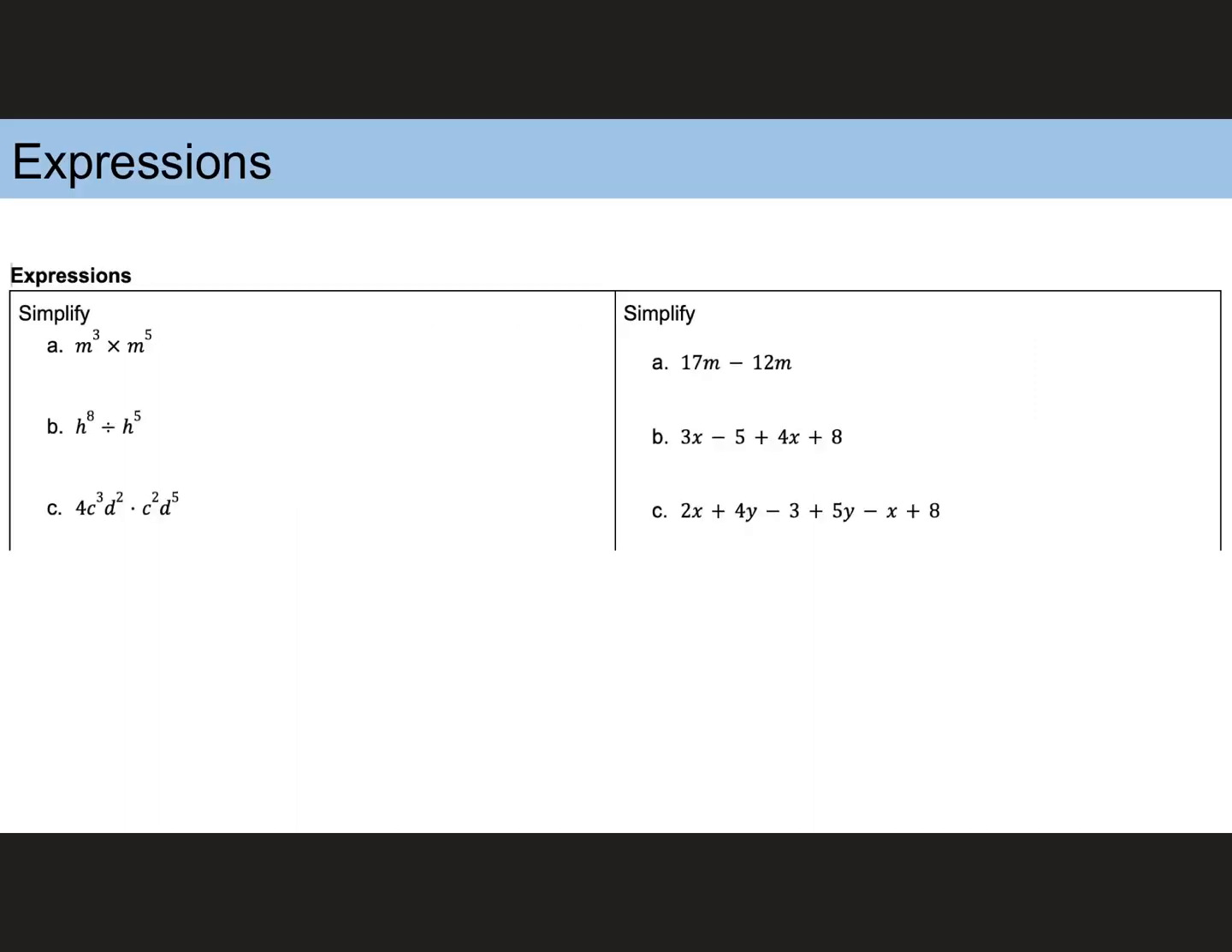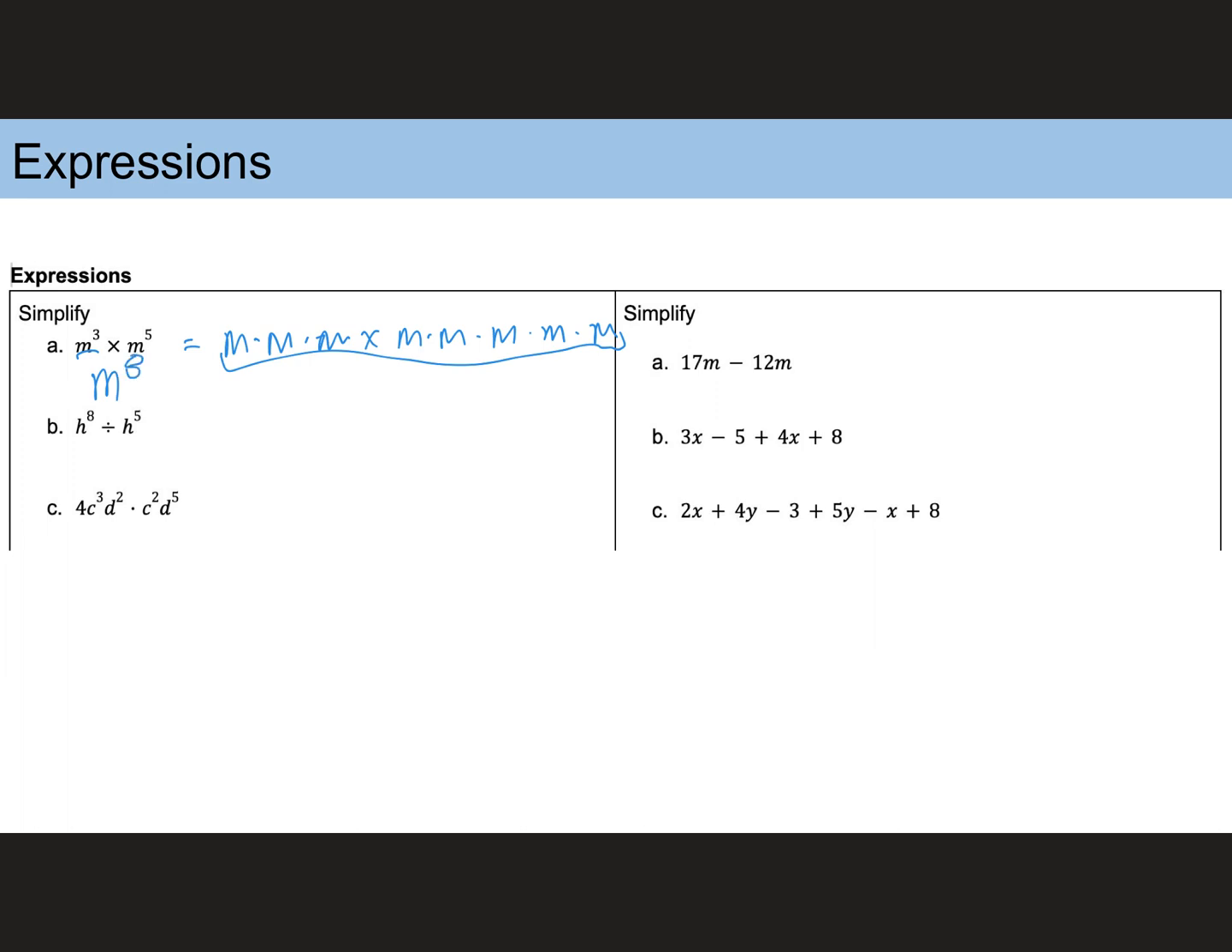Okay, so the first part of your test is going to be about expressions. Expressions are just number sentences that do not have an equal sign. And what I'm going to be asking you to do is simplify. So, first one, M3 means I'm multiplying M 3 times. That's M3. And it's going to be multiplied by 5 M's. 1, 2, 3, 4, 5. Now, how many M's are being multiplied together? 8. So the answer to this one is M to the power of 8, and that's it.